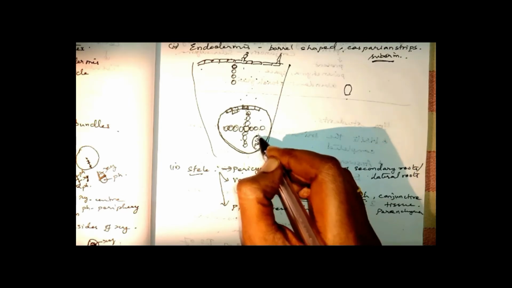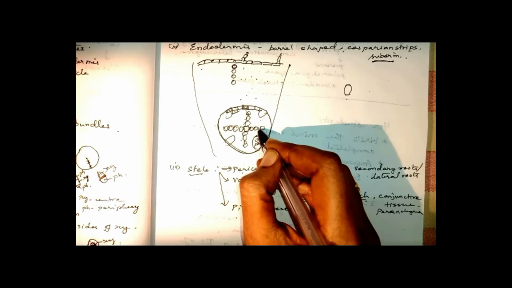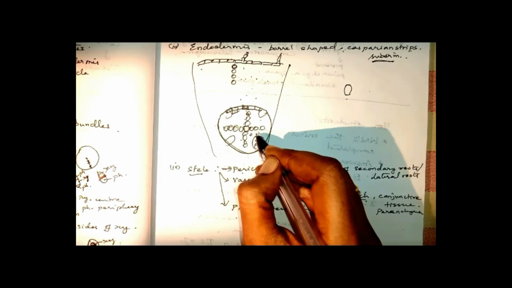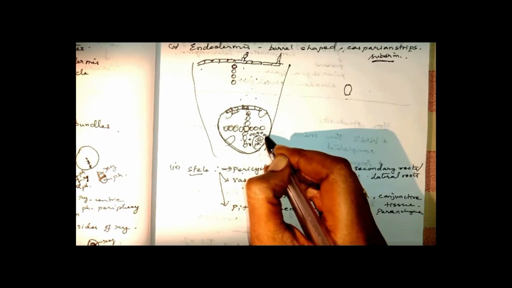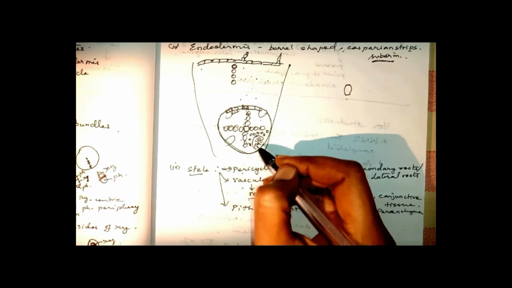So this is the phloem. Here lies the phloem. In between the xylem and phloem, some cells connect both the xylem and phloem. They fill the space in between the phloem and xylem. We call this conjunctive tissue, and that is made up of parenchyma. Pith is present in the center. It is present only in the younger roots.